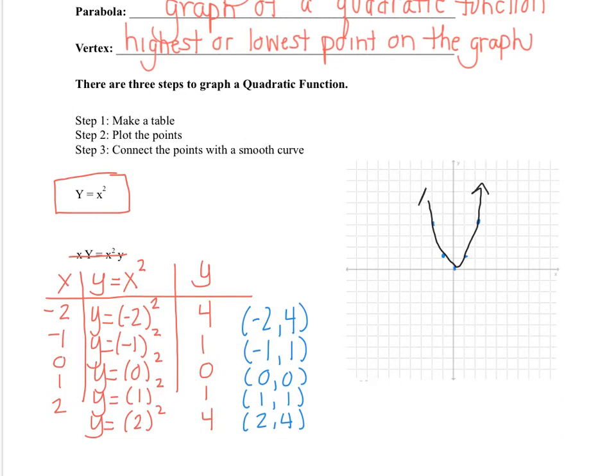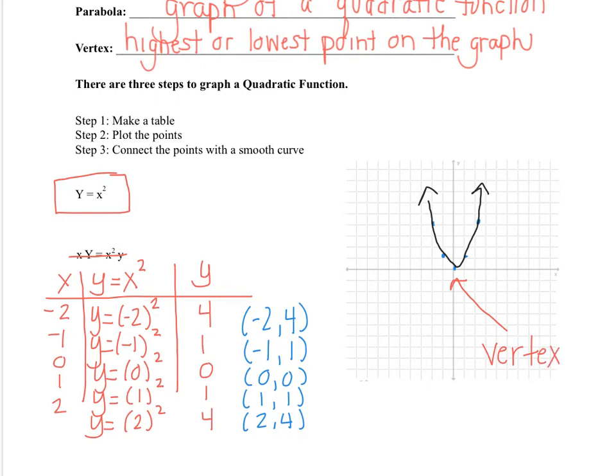So here is what a parabola looks like. It looks like a U. It'll either open up or it will open down. Now when I talked about a vertex being the highest or lowest point on the graph, your vertex is this point right here. It is 0, 0. That is your vertex.